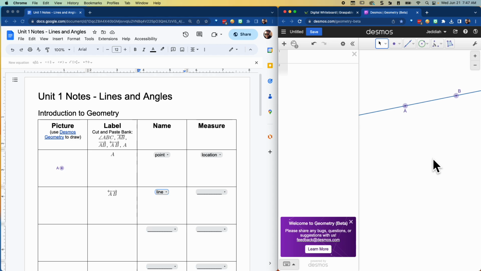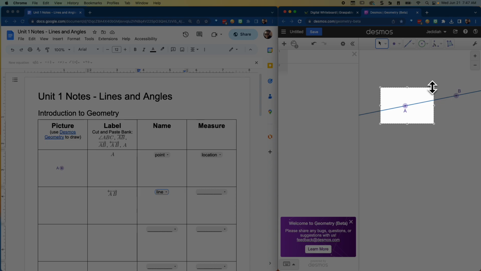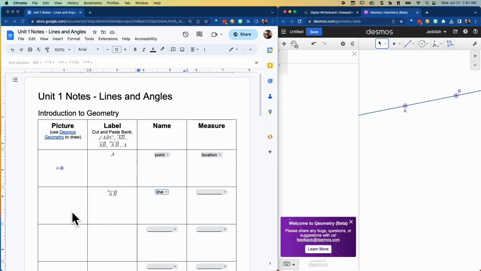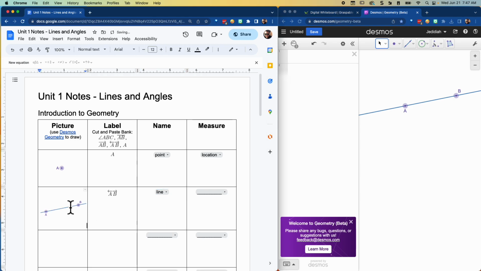Now I can, again, take a screenshot of this picture. And I have an AB line, but it goes past the A and it goes past the B, and that's how we describe it as a line. It's not contained between the A and B, it just goes past them. So now I'm going to capture that and paste it into my picture here. Awesome. And now let's start over.